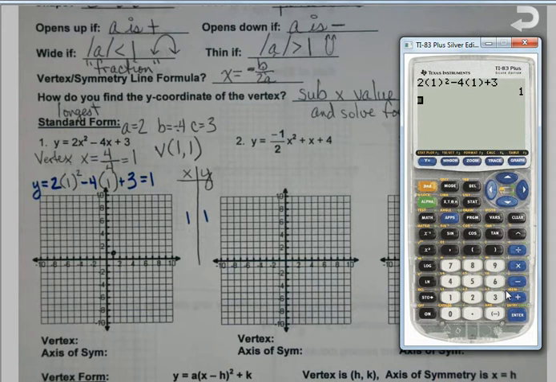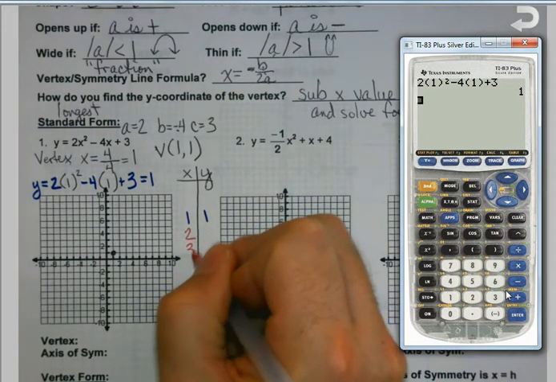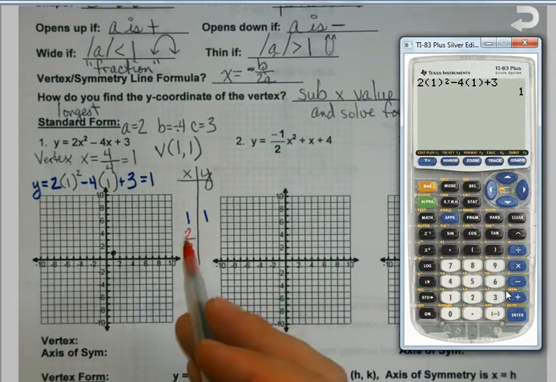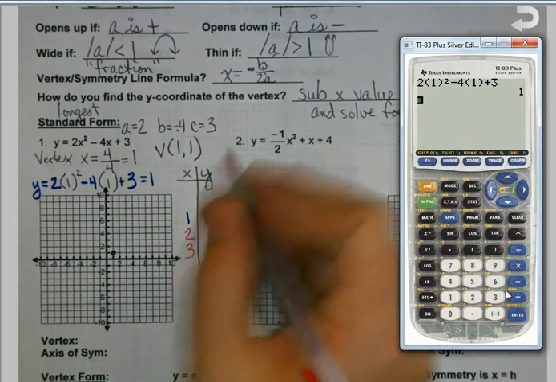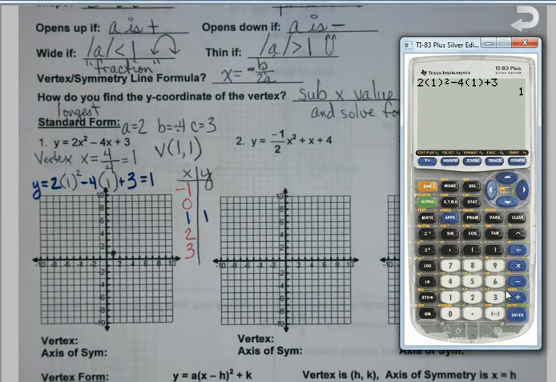So once I get that value in the middle, I want 2 values that are greater. Typically I just keep going up by 1. So if I go up by 1 from 1, I get 2, and up another one's 3. But I also want 2 that are less. So I subtract 1 back each way as I'm making my chart.